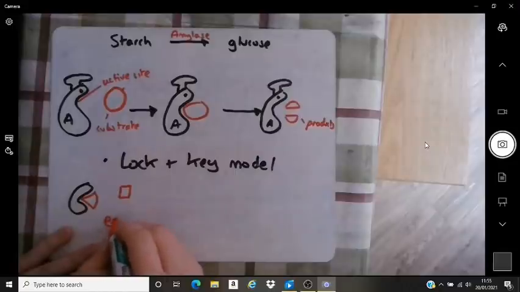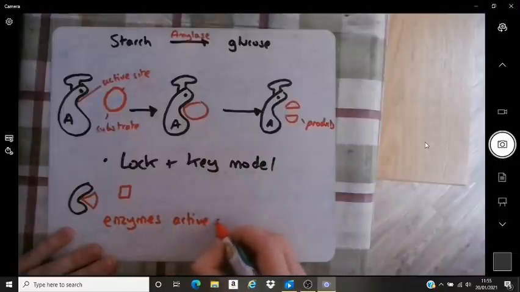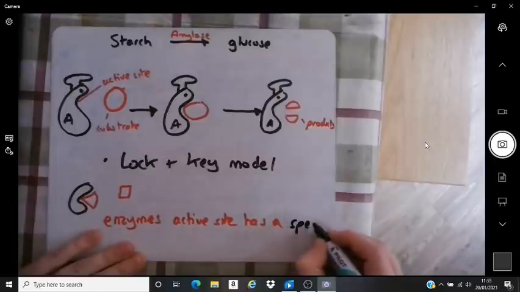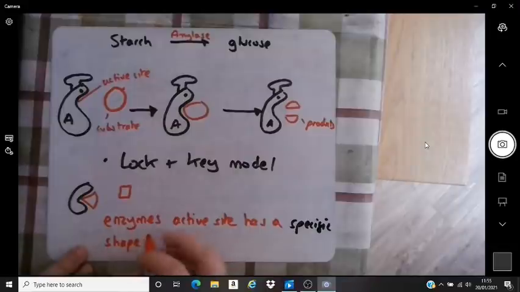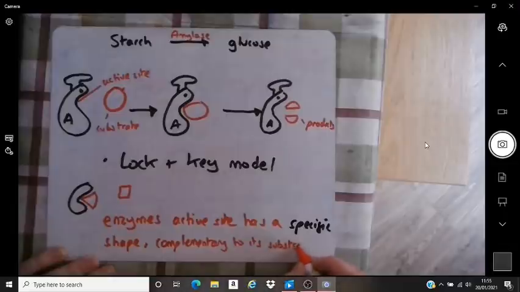So we would say that the enzyme's active site has a specific shape complementary to its substrate. So if there are 30,000 different substrates in the body, you'll have 30,000 differently shaped enzymes.